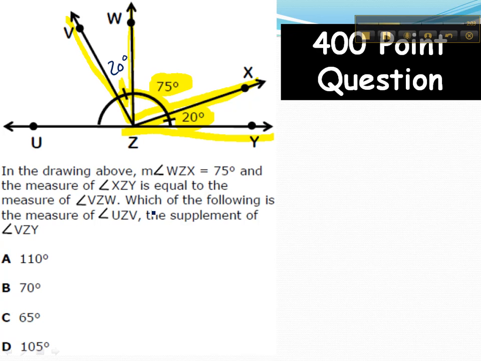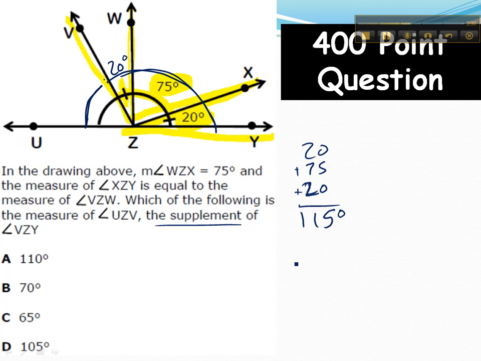They're asking us which of the following is the measure of UZV, the supplement of VZY. So to find VZY, which is this angle, we'd have to add all these three angles we were just talking about. So 20 plus 75 plus 20. That would be 115 degrees altogether, and the supplement would have to add up to 180 degrees. So angle UZV plus 115 degrees equals 180 degrees.